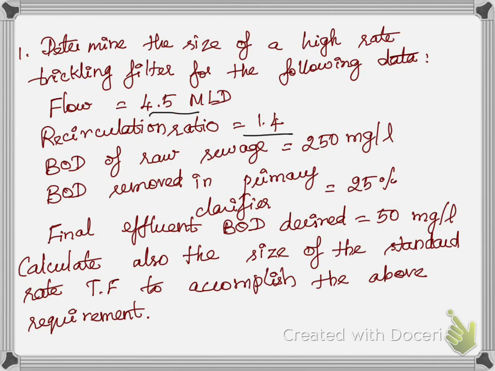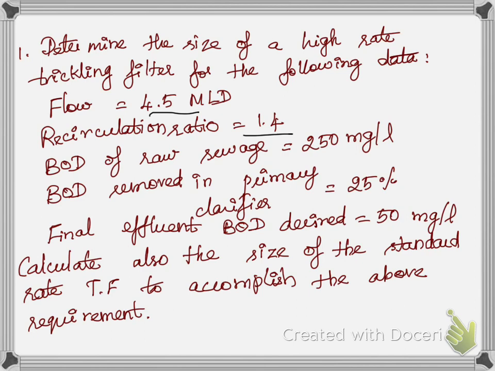Recirculation ratio is nothing but how much amount of wastewater is flowing through this treatment component, that is through this trickling filter, divided by the amount of wastewater that is sent to the final treatment or for final disposal. So how much wastewater is coming inside the trickling filter and how much wastewater is going out to the dispersal. That is going to be the recirculation ratio.